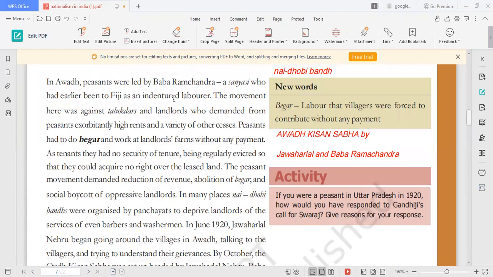Indentured labor is bonded labor. He was taken to Fiji. To and fro shipping was given by the agents, and he was treated as a bonded labor on those islands to work in plantation work or any other work. With that experience, he led the peasants and laborers in Awadh.